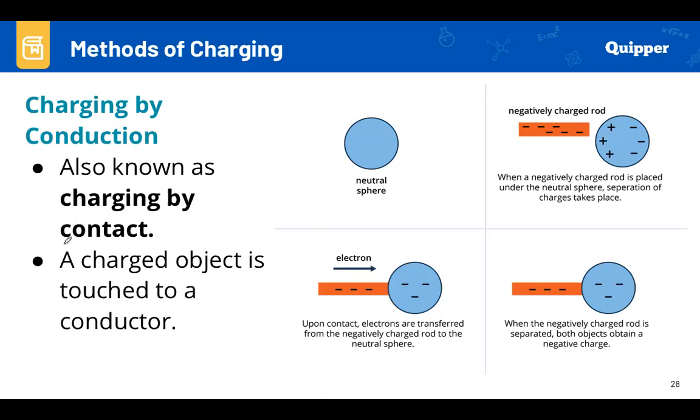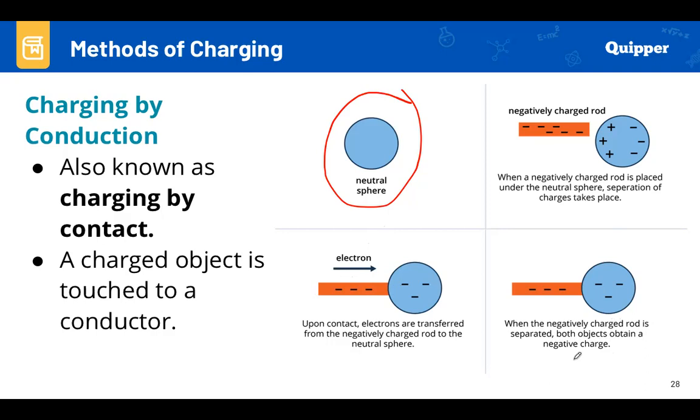Okay, so we begin. A charged object is touched to a conductor. So for example, we have the neutral sphere. Neutral, that means balance. And if electrons come, upon contact, electrons are transferred from the negatively charged rod to the neutral sphere. Okay, so yung mga electrons niya na-transfer na dito. And then, when the negatively charged rod is separated, both objects obtain a negative charge.